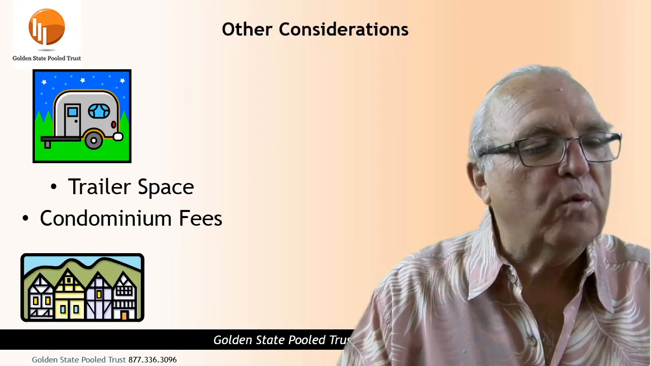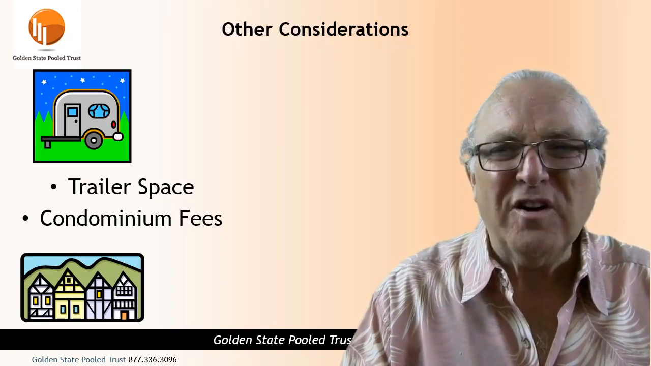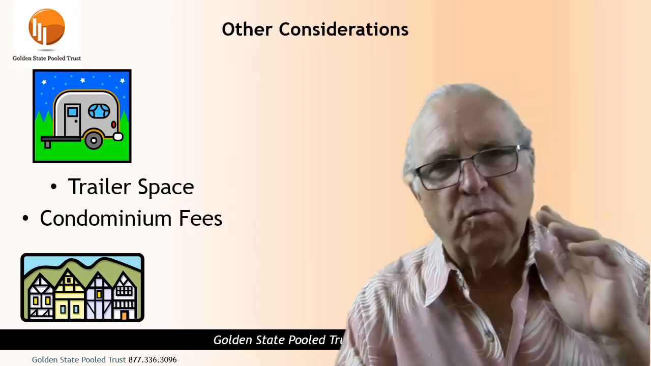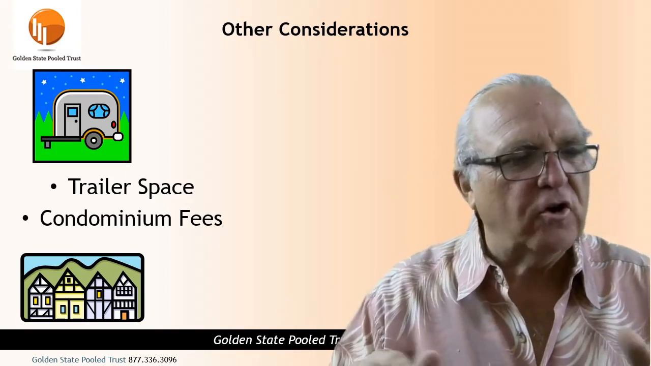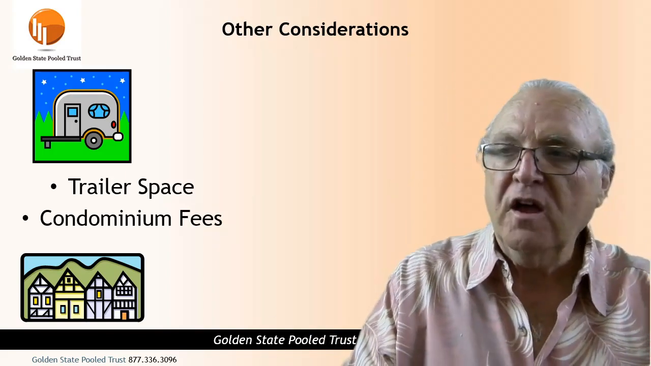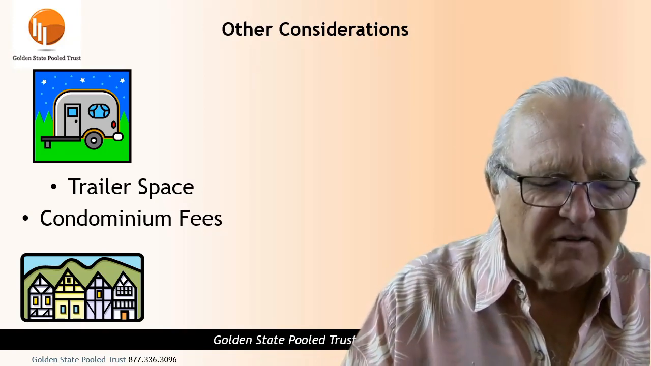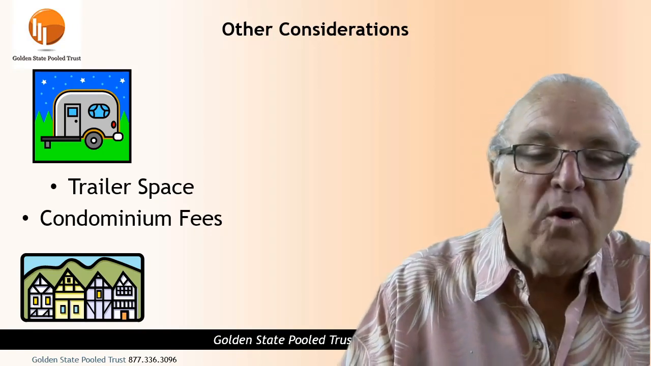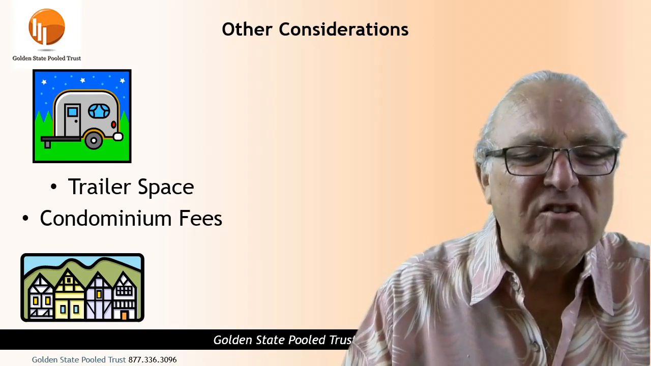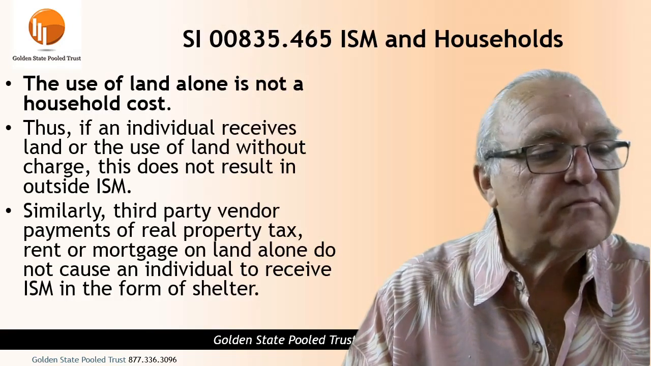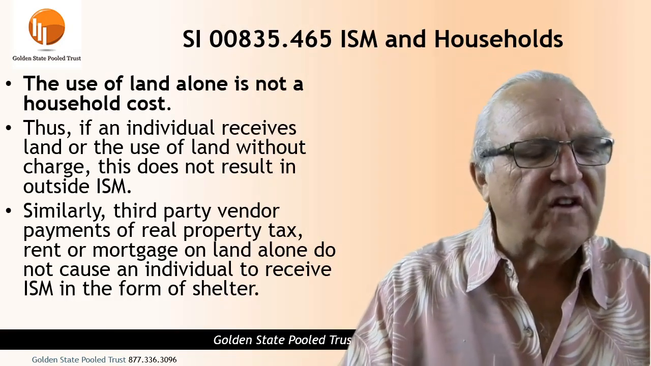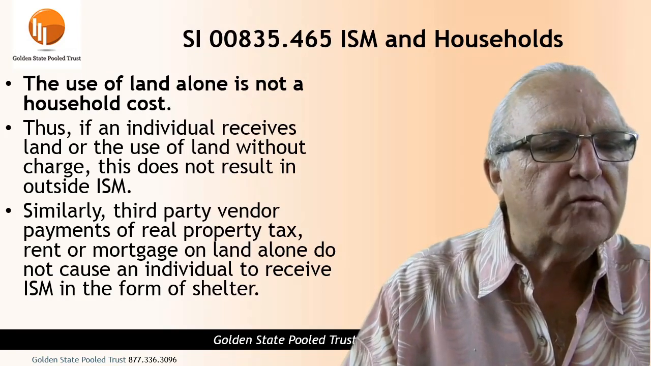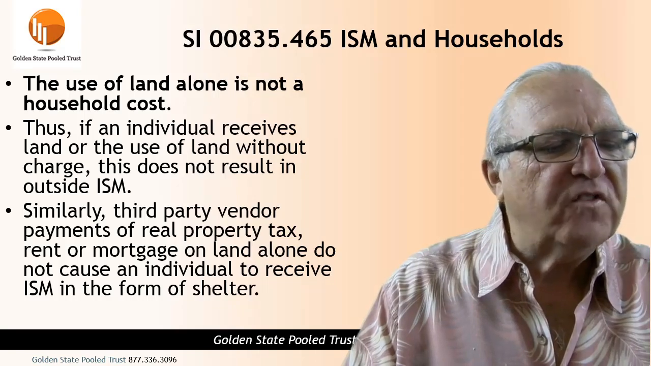Now, another consideration we often see is what if we're talking about a trailer or manufactured home, or a condominium? It's very common that we'll have beneficiaries that are living in trailers or condominiums. Usually the cost is less, and in some cases it's a lot easier to deal with maintenance issues. So here's what Social Security says, and if you want to pull this up, if you Google SI 00835.465, this should pop up.